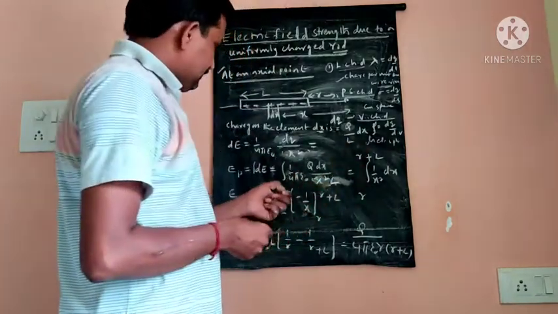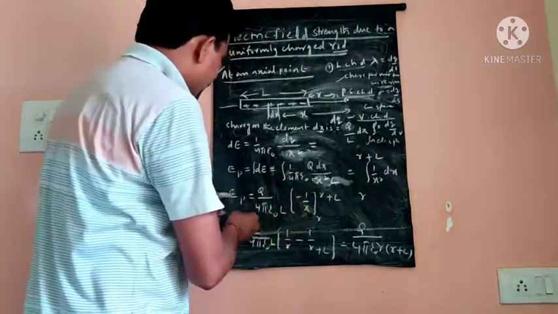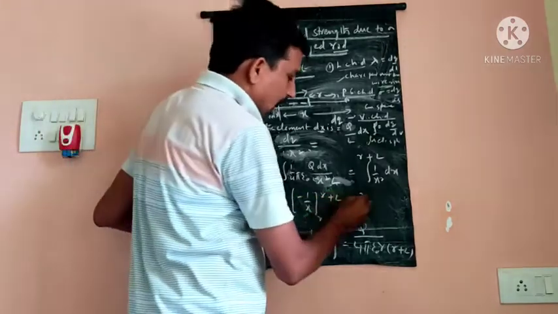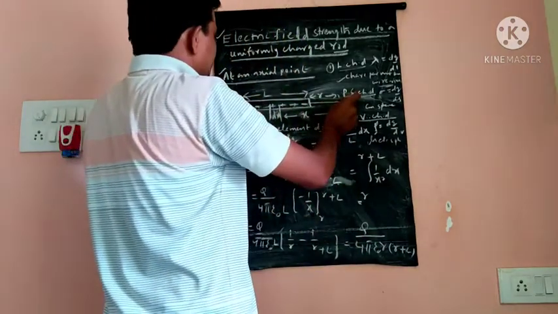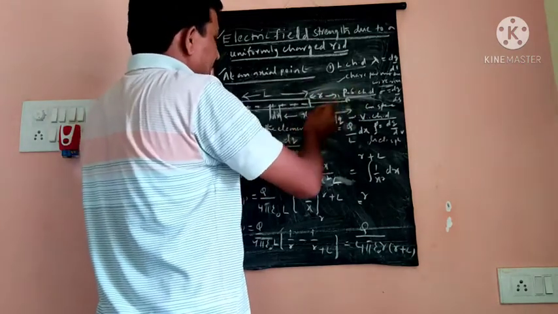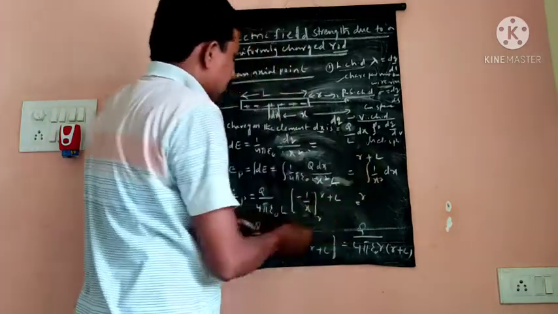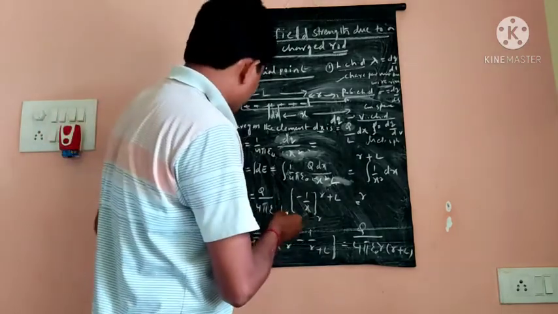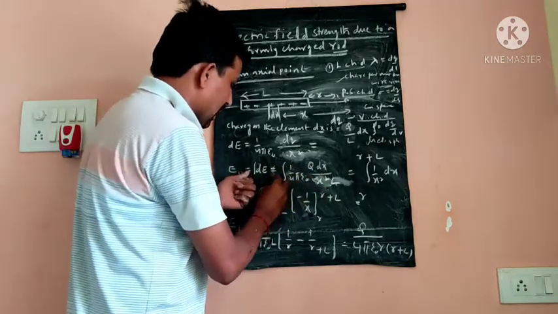Now to obtain the total electric field, we integrate the dE value from R to R plus L. R plus L means the total length from this end to point P, and this is R. So we integrate from R to R plus L. The integral of dE is equal to 1 by 4 pi epsilon naught times q dx by (x square into L), from R to R plus L.